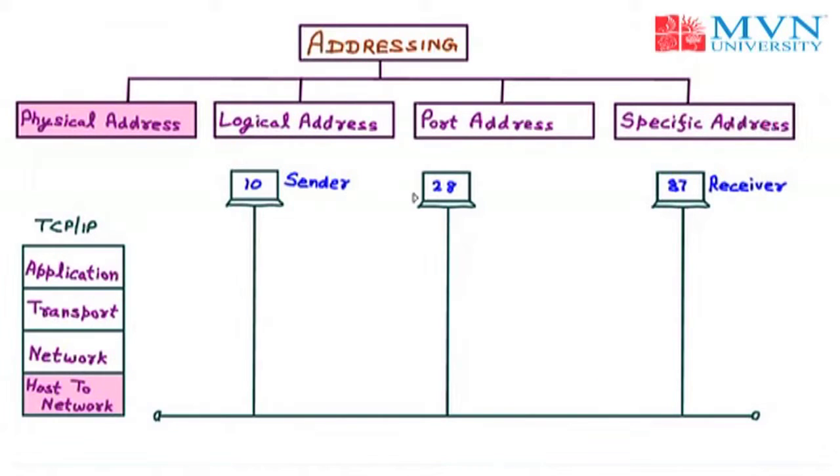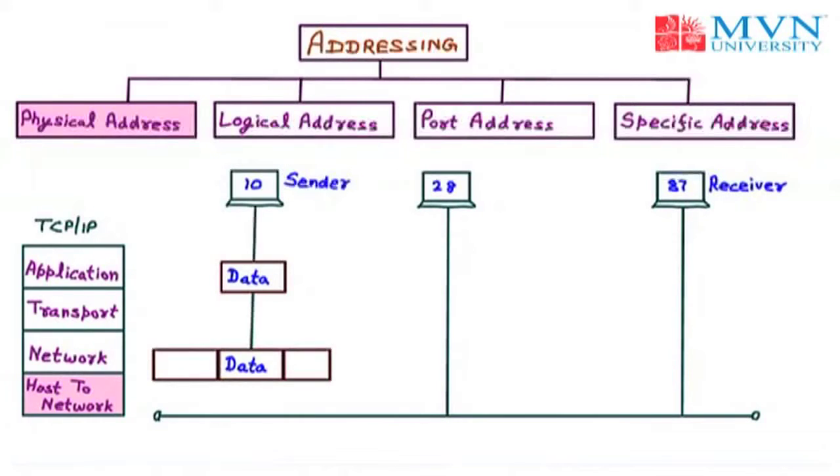Now to understand how the data will travel from the sender to the receiver, take the example of a data packet which is sent by the sender to the receiver. Whenever the data packet comes to the host network layer, or the data link layer, as we have discussed in the OSI model, a particular header and trailer are attached to that data. So at the data link layer we have added the header as well as the trailer to the data.